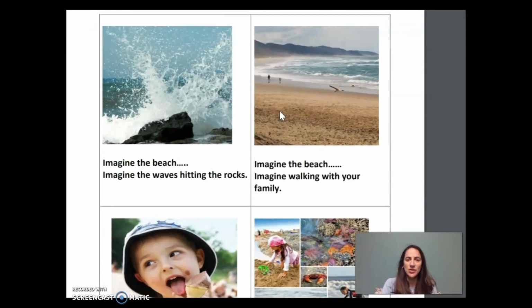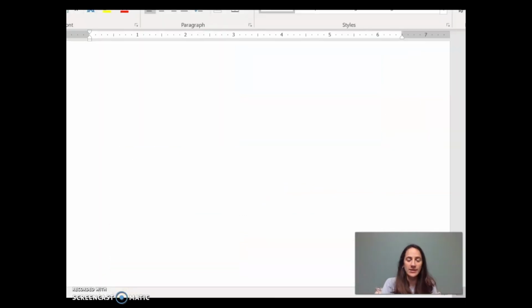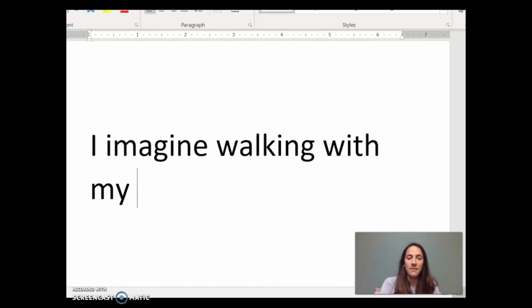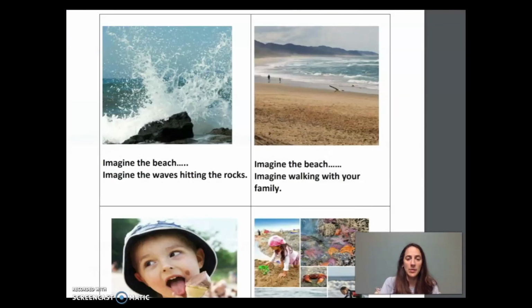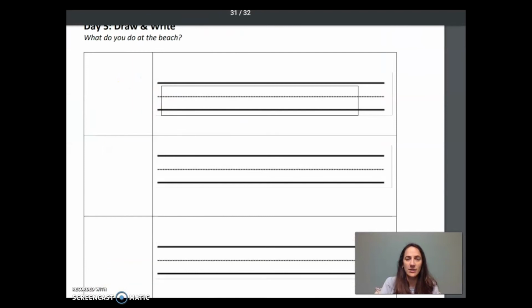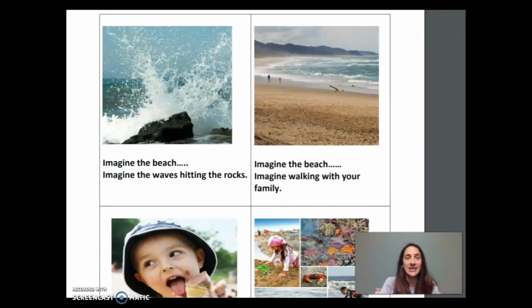Imagine the beach. Imagine walking with my family. So now I want to write, I imagine, that means I am thinking about it. I imagine walking with my family. And now on my paper, I can draw a picture of that right here. But we have 1, 2, 3. Let's find a different one.